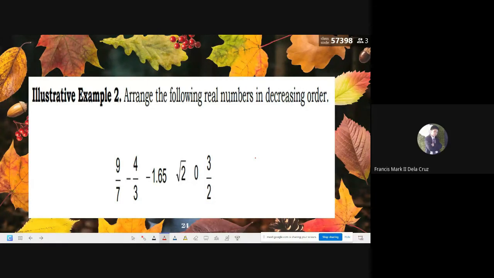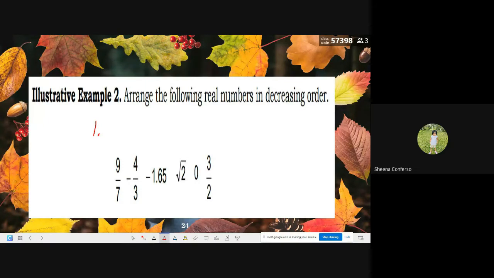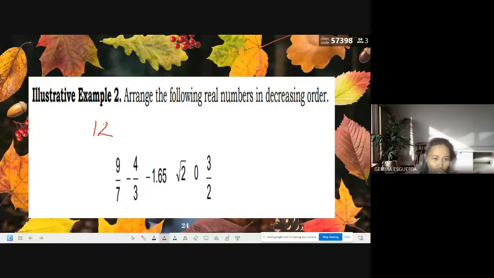9/7 po yung first. Why, what is 9/7 in decimal? Ano po yung 9/7 sa decimal? That is 1 point, ano po? 1.2. Ang remainder niya ay 6/7, 1.28. Tama ba? Yes po. Okay. And then, yung -1.65 should be placed at the last. And about a square root of 2. Okay, sabihin natin this is the first.